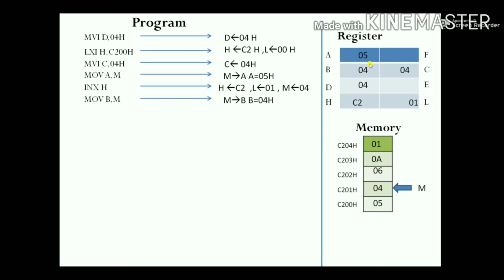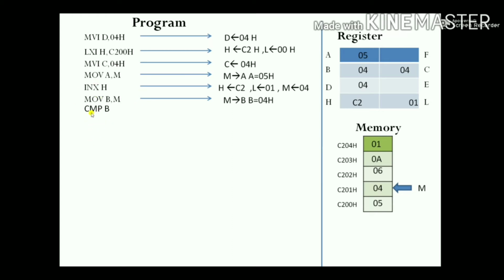Now we are going to compare these two contents. It means we are comparing locations C200H and C201H, right? So what instruction are we going to use? For comparisons, there are three instructions which we have already learned when we learned logical instructions: CMP register, CMP memory, and CPI data. Here our data is stored in two registers, so we are going to use the instruction CMP B.